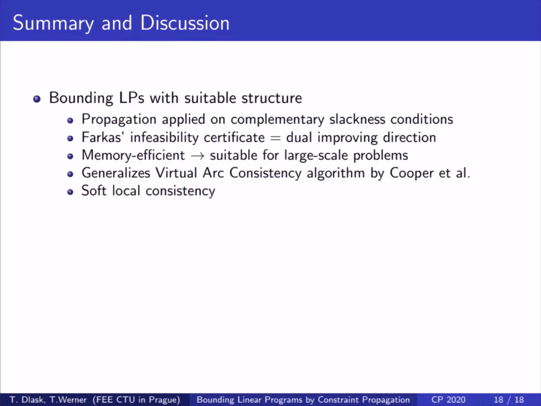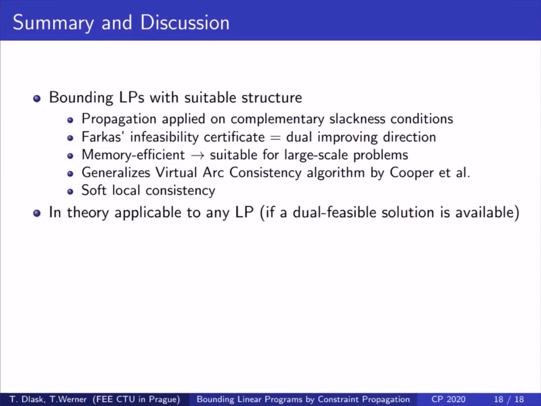The main purpose of soft local consistencies in weighted CSP is to bound the optimum value of weighted CSP during search. Each has a different trade-off point between bound tightness and computational complexity. In this view, our approach can be seen as a soft local consistency technique for other problems.